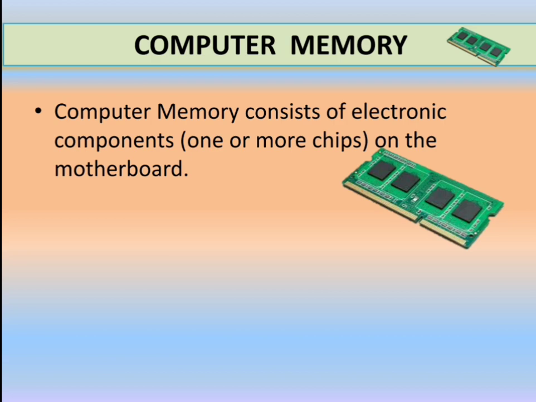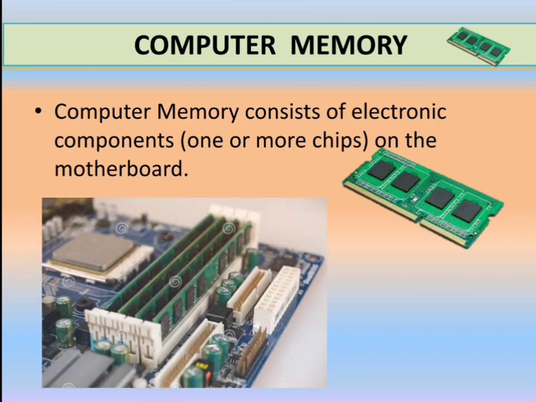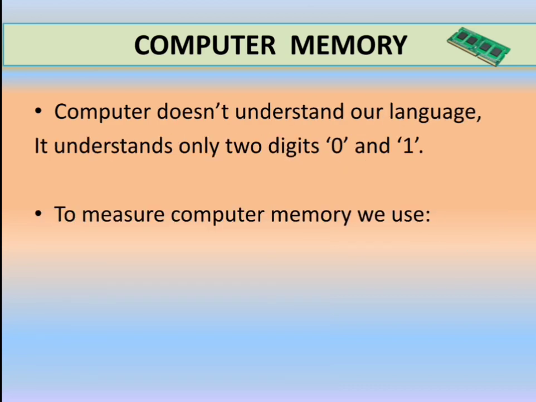And where is this memory located? It is located inside the motherboard. In the previous chapter we have seen the motherboard. Here again let us see the picture of the motherboard. This is the picture of the motherboard, and these green plates that you can see in the picture are the chips actually, which are your memory chips.